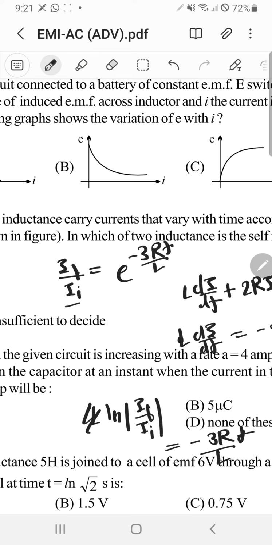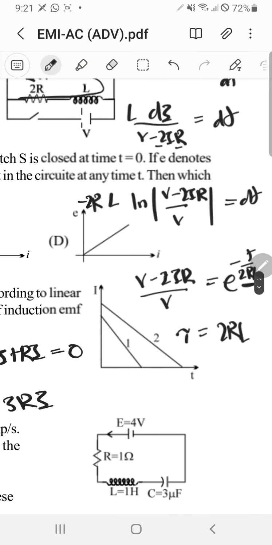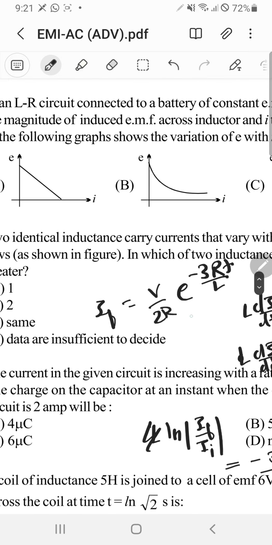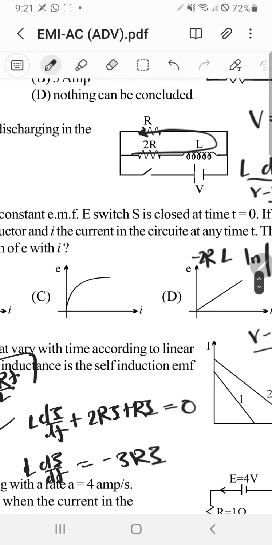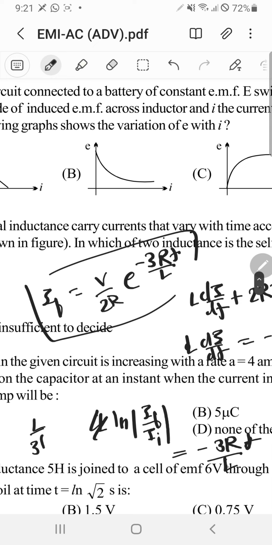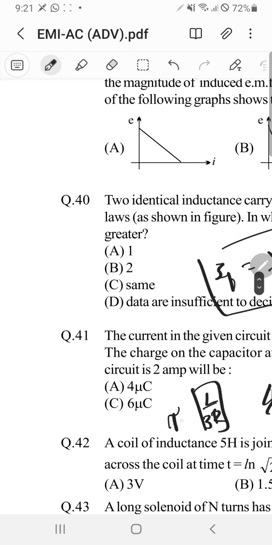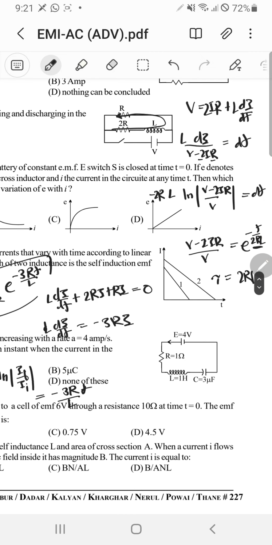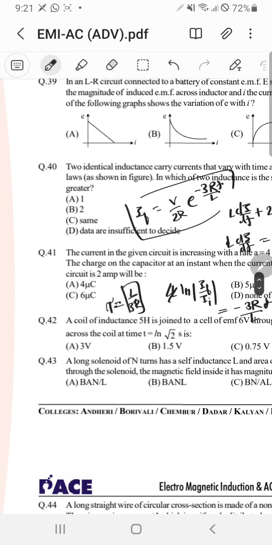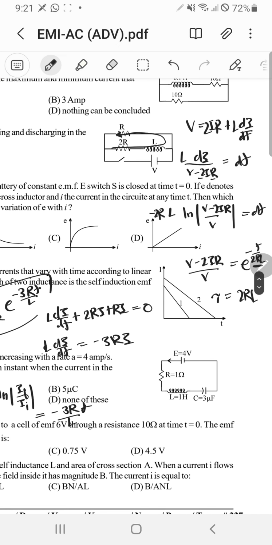Or you can say, we know what I initial is. What was that once again? It was V upon 2R. Okay, cool. So you got this thing. The thing is that L upon 3R, that's our tau in this case. Over there it was tau equal to L upon 2R. Here it's different altogether. Something's just not right.